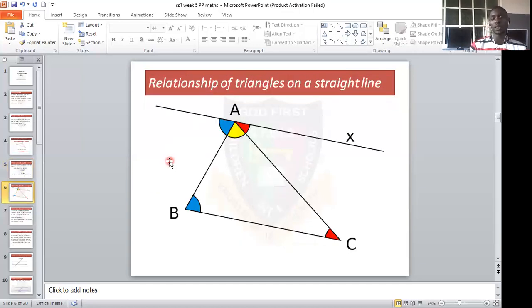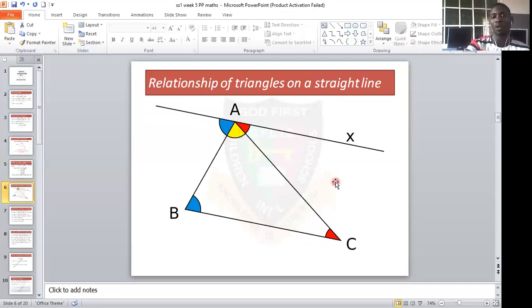Relationship of triangles on a straight line. Look at it here. This is a triangle. Consider this triangle A, B, C, and this is a straight line labeled x. On a straight line, these 3 angles are made on the straight line. Just like the sum of angles in the triangle is 180.